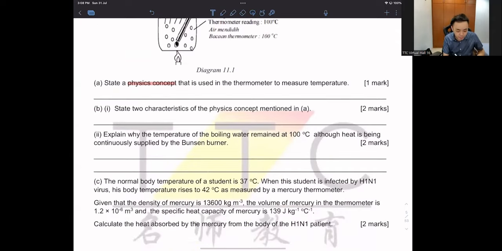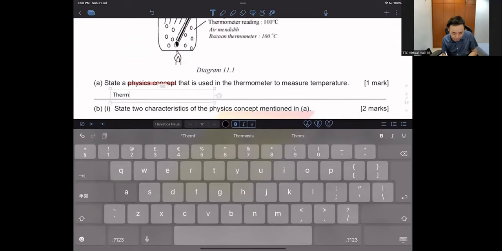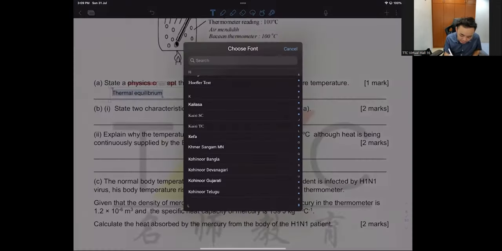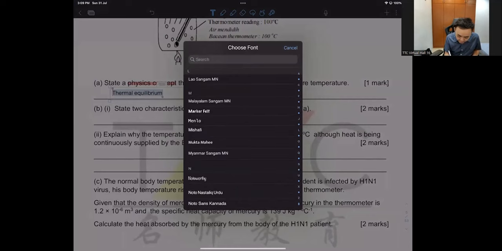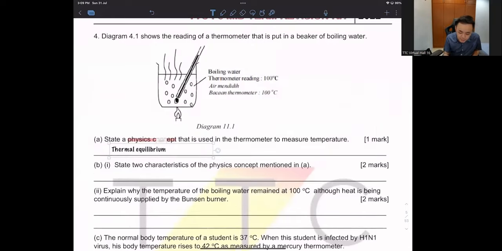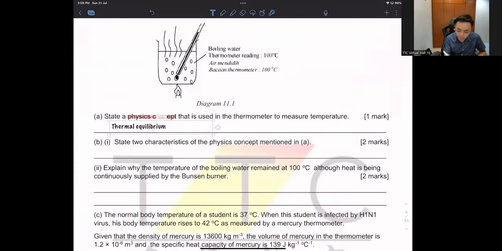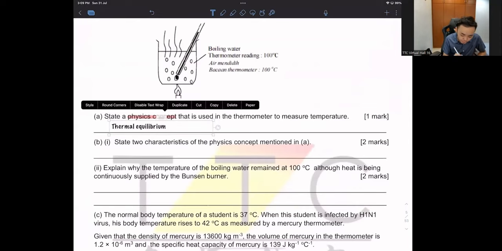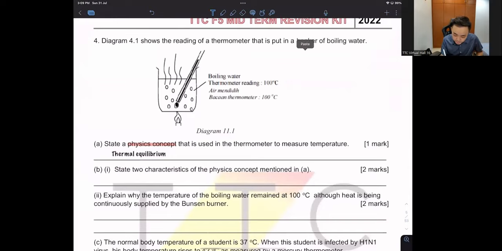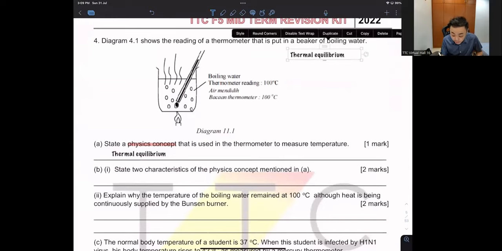Because when we achieve thermal equilibrium, they will be the same temperature. Then whatever the thermometer temperature is, it is the same as the boiling water, because of thermal equilibrium. Exactly. Now again, if you don't remember, please write down now. Thermal equilibrium. What are the conditions again to have thermal equilibrium? Actually three things.